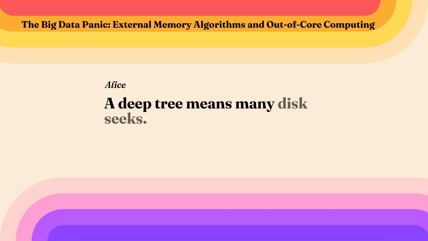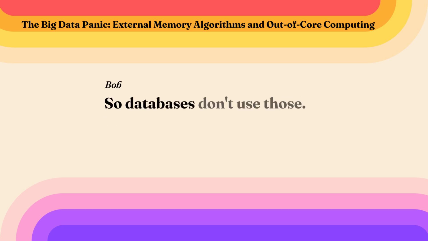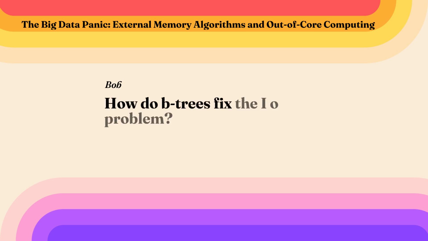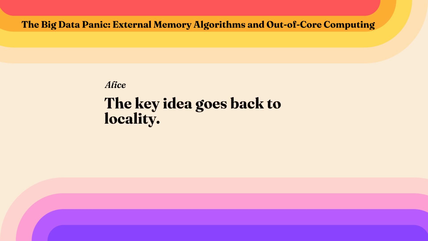A deep tree means many disk seeks. Hop, hop, hop down the levels. Very slow. So databases don't use those. They use B trees. How do B trees fix the IO problem? B trees are specifically designed for disk. The key idea goes back to locality.